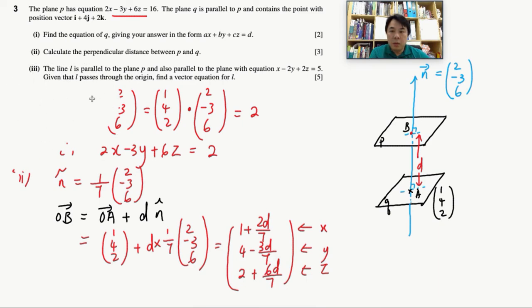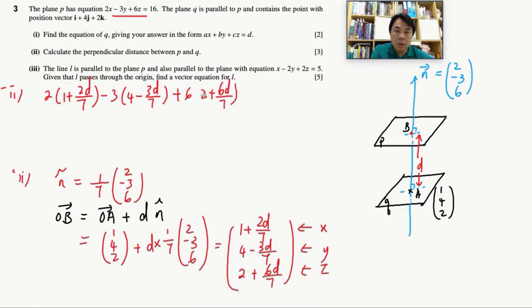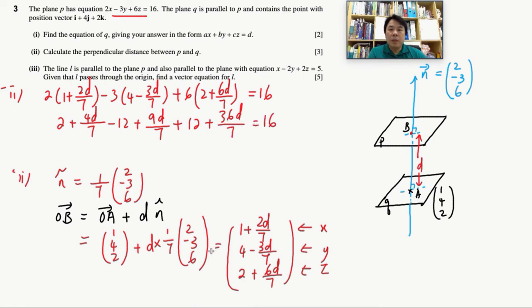Okay, now I'm going to erase off the top part. We are going to proceed on with the final calculations here. So for number 2, continuing from here, all you need to do is substitute all its components x, y, z into the plane equation. Now that will be 2 times (4 plus 2D over 7), minus 3y, plus 6z, and then that should yield 16. Let's give it a try here. We have 8 plus 4D over 7, minus 6 minus 9D over 7, plus 12 plus 36D over 7, equal to 16 here.